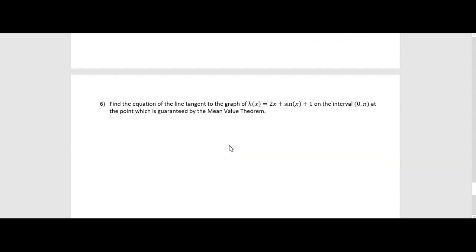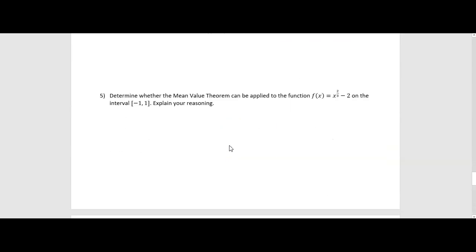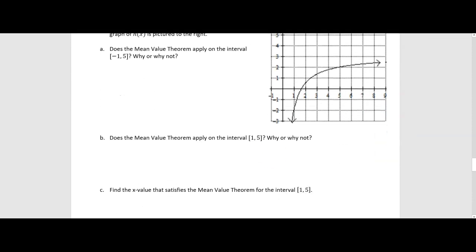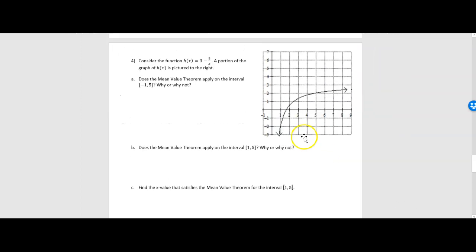Let's see, we're going to do this page. I'm going to leave number 6 for you all to do on your own, I believe. So it says, consider the function h of x is equal to 3 minus the quotient 5 over x. A portion of the graph of h of x is pictured to the right. And we're being asked to determine, does the mean value theorem apply on the interval -1 to 5? So we don't have to figure out what that x value is. We're just trying to figure out, can we use the mean value theorem to say that there is an x value where the slope of the tangent line is equal to the slope of the secant line.